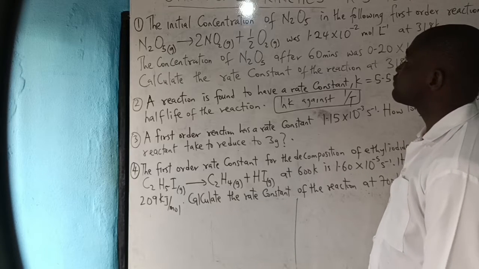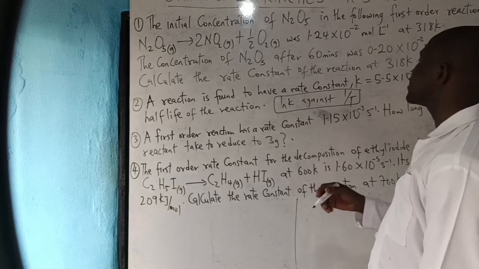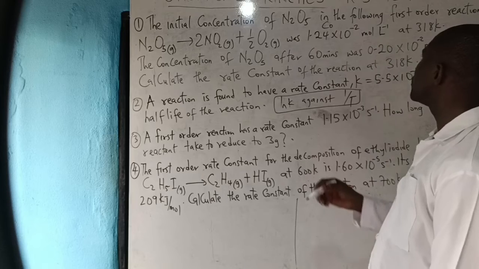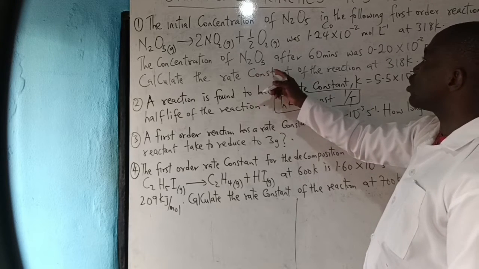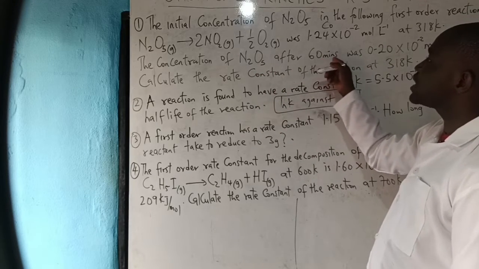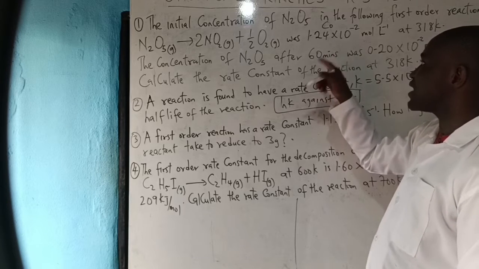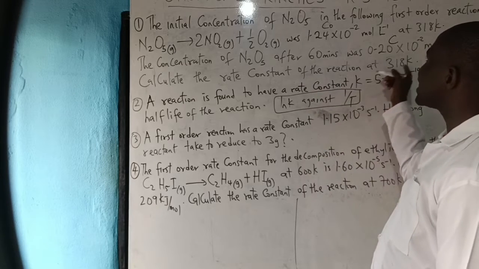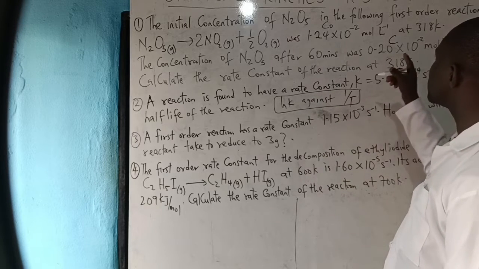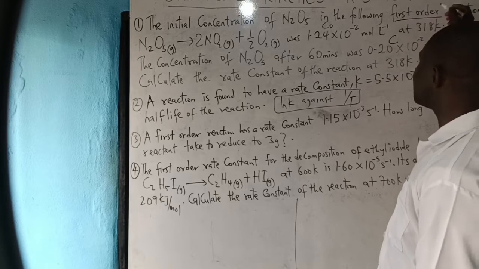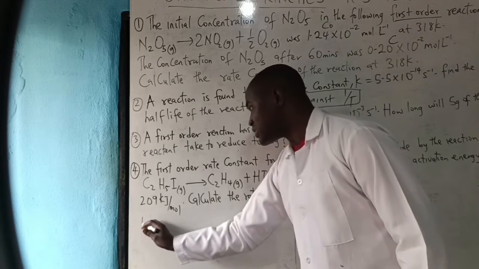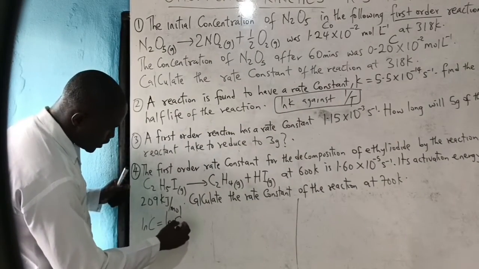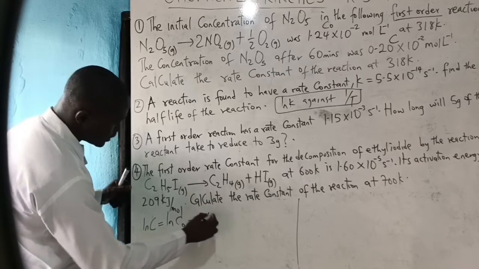The initial concentration of N2O5 in the following first order reaction was this. So this is the initial, our C0, at this. The concentration of this after 60 minutes. So 60 minutes is telling you time. After 60 minutes was this. This is our normal C. Calculate the rate constant of the reaction at this. Because they say following first order, we will recall that ln C is equal to ln C0 minus kt. Okay?